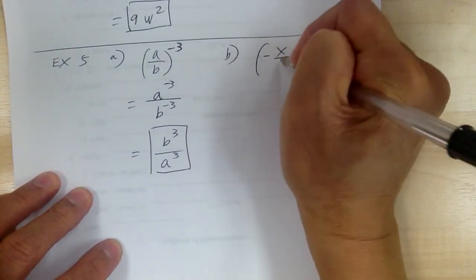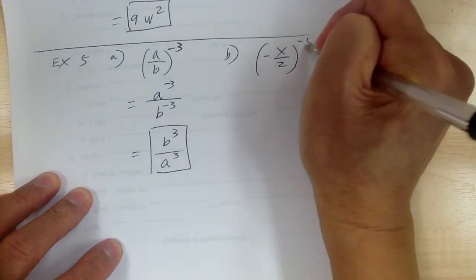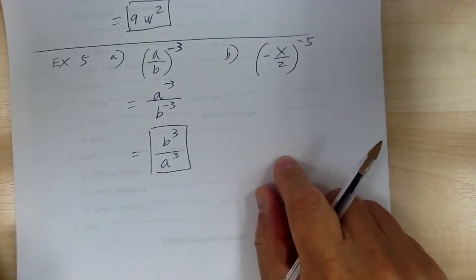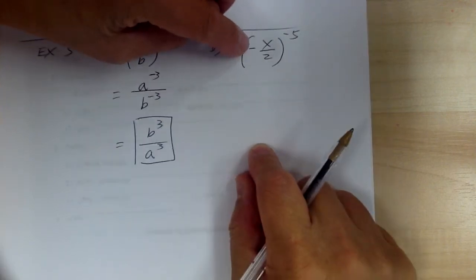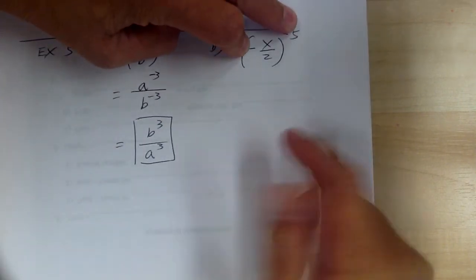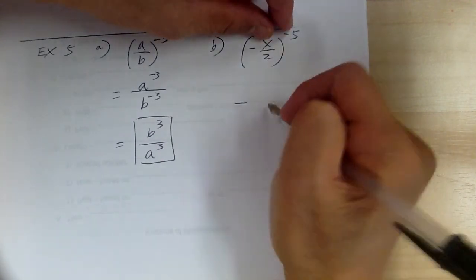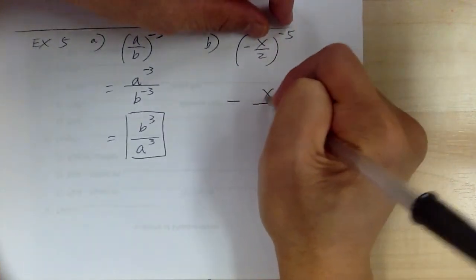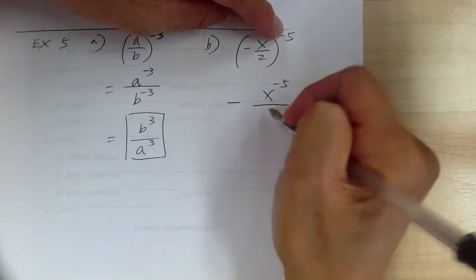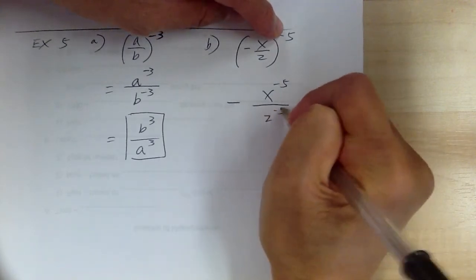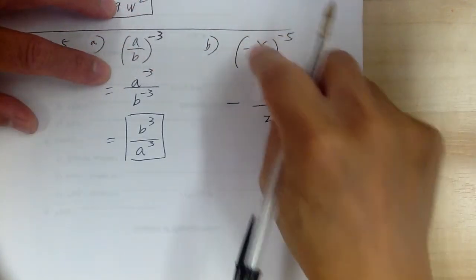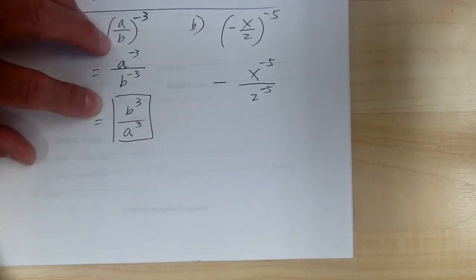You have negative x over 2 to the negative 5 power. So again, I'm going to apply each part. Negative to the 5 power is still going to be negative. X to the negative 5 power is going to be x to the negative 5. 2 to the negative 5 power is going to be 2 to the negative 5, right? I can apply this to each part. Then I'm going to worry about flipping.